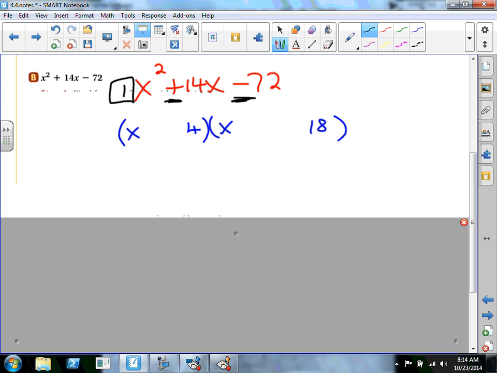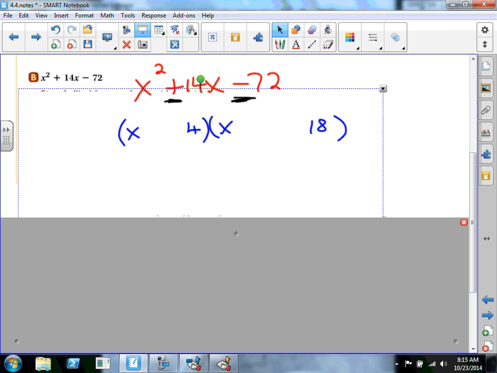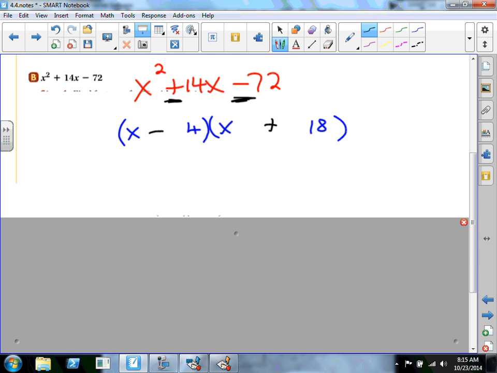So anyway, in this scenario, when a is 1, when the constant term is negative, and when the middle term is positive, the bigger factor gets the positive sign. So a plus here and a minus there, and that's going to get it done. Everybody cool with that? Now you might say, well, what about technology? Can I use technology? Well, sure.